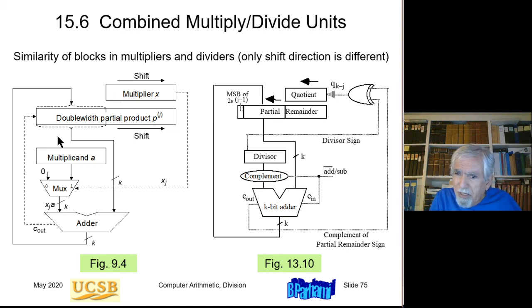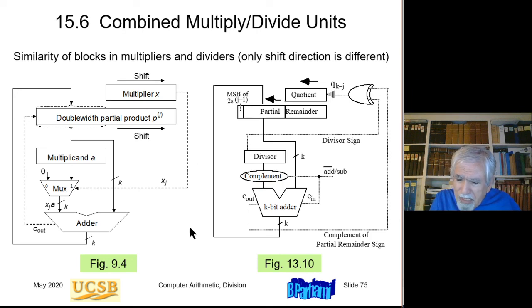So on the left here you see a multiplier. On the right you see a divider. You see the components are pretty much the same. They both have an adder. The registers are the same. You have this quotient digit selection logic here that does not exist here. Here you have right shift of the registers. Here you have left shift.